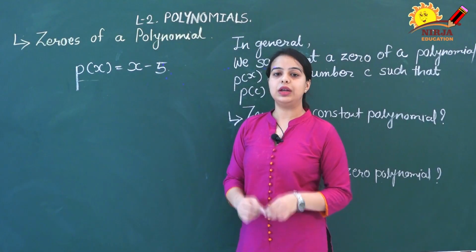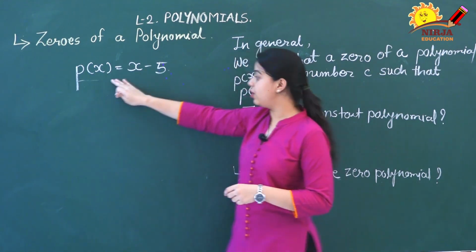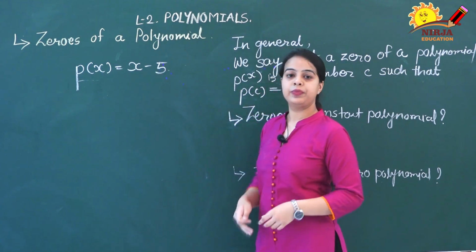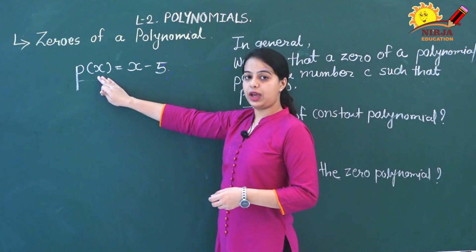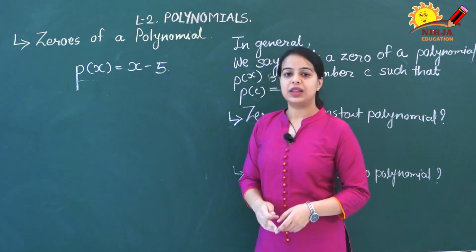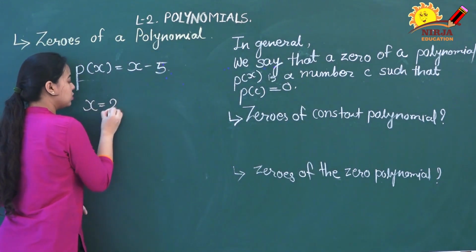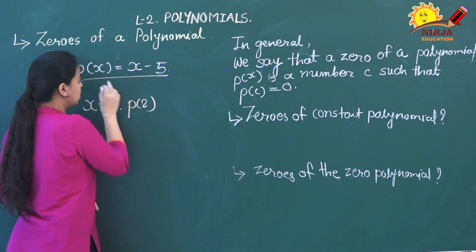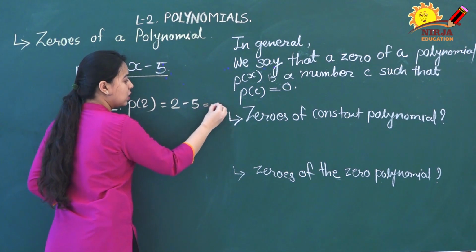Just now we have seen how to find the values of a polynomial. As you can see, here I have written one polynomial. P of x is equal to x minus 5. What we are going to do is, we are going to take different values of x and then we are going to find different values of p of x. Let's start. First I am going to take x is equal to 2. Now let's find p of 2 by putting 2 in this p of x. 2 minus 5 is equal to minus 3.